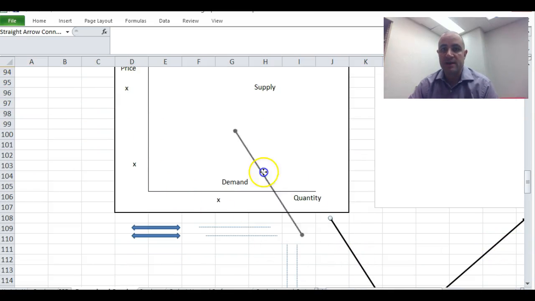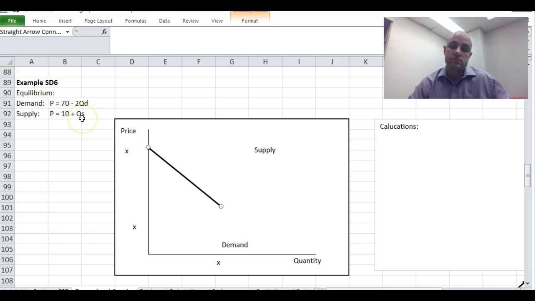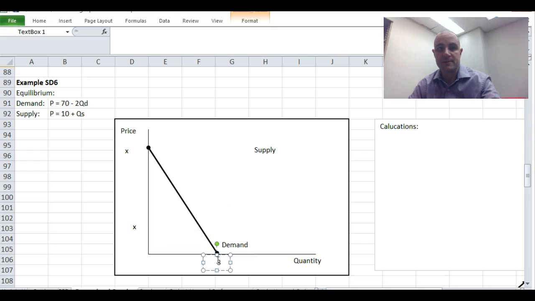we have our demand, which we need to graph. To find where it crosses one axis, you set the other equal to 0. So to find where it crosses the quantity axis, the x-axis, set price equal to 0. When you do that, you find it to be 35. And then we cross the price axis at quantity equal to 0. You find that to be 70.